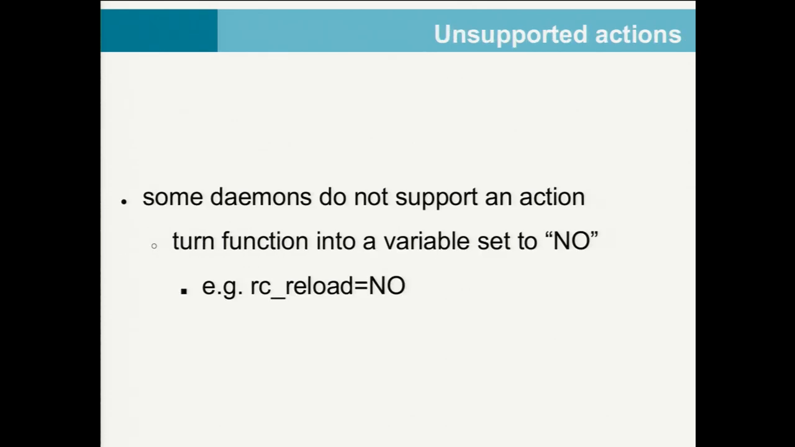So as I mentioned, there are some actions that some daemons cannot handle. A good example is reload. There are a lot of daemons that are not able to reload themselves. They have to stop first and start, or restart. So in this situation, we use the function name that we put into a variable and set it to no. So if your daemon cannot reload itself, you put rc_reload=NO into the rc script. If it cannot, I don't know, start, which would be stupid, you put rc_start=NO.